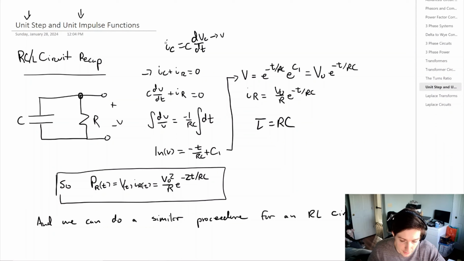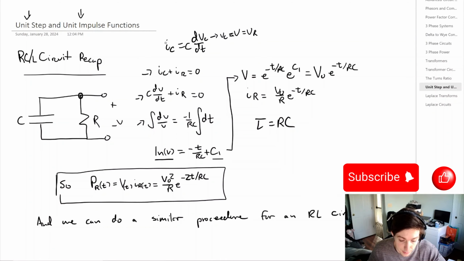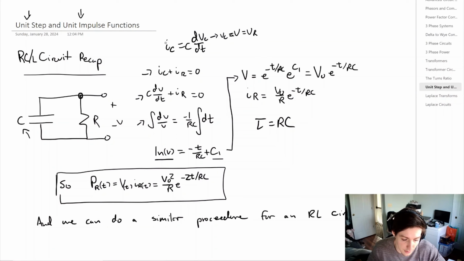Or in our case, VC is equal to V, which is also going to be equal to the voltage over the resistor. So we can plug this into the second equation here, and we can integrate and arrange things such that we have this function. Now from this, we simply say that the natural log of the voltage is equal to minus t divided by RC plus some constant C1. This constant C1 is not related to this capacitor value. It's just the constant of integration.